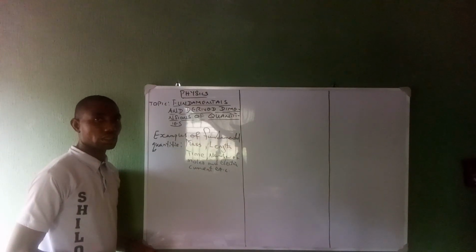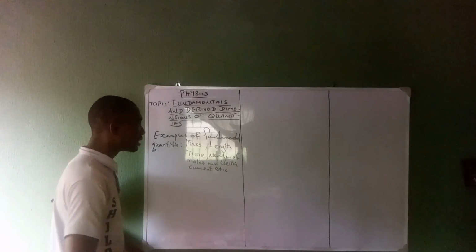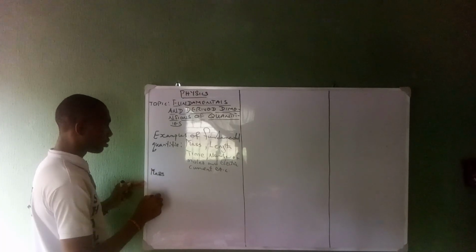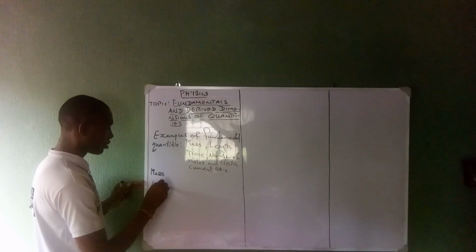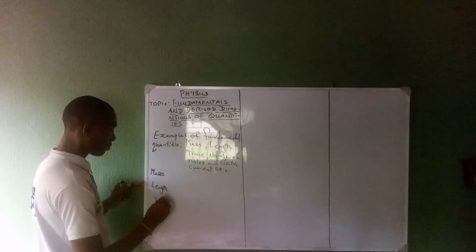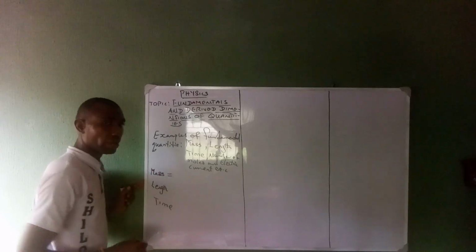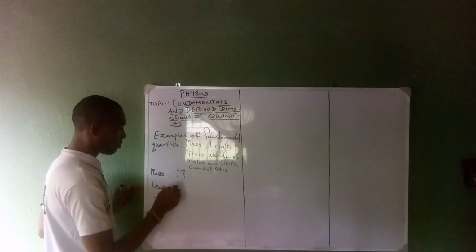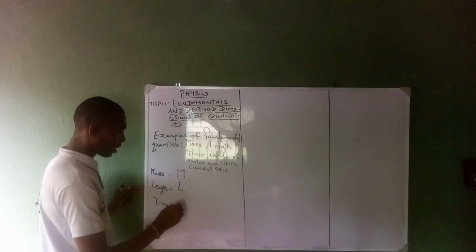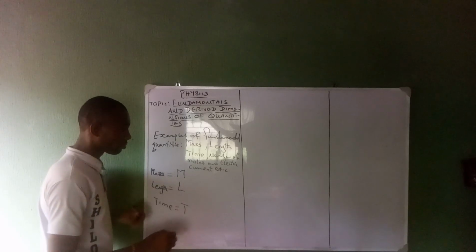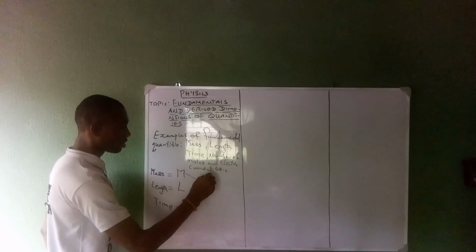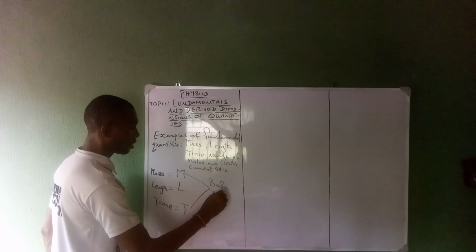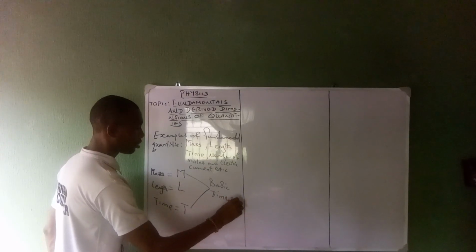All these are fundamental quantities. But the basic quantities that we have are the mass, the length, and the time. And the dimension for the mass is M, the dimension for the length is L, and the dimension for the time is T. So these are basic what? Dimensions. We call these basic dimensions in physics.